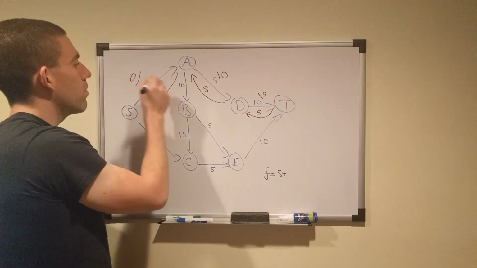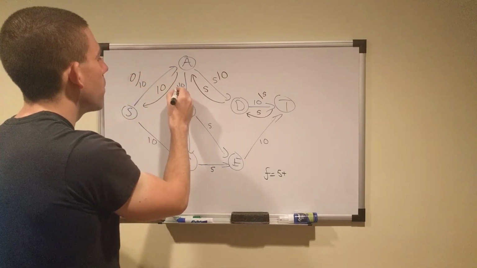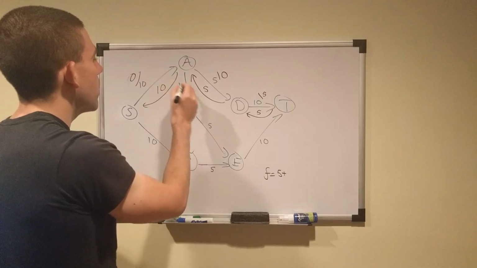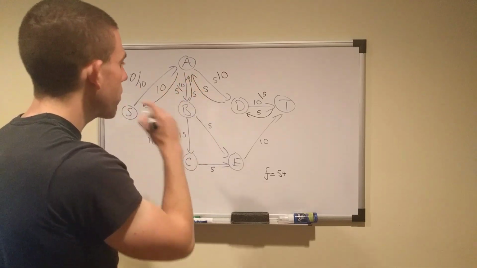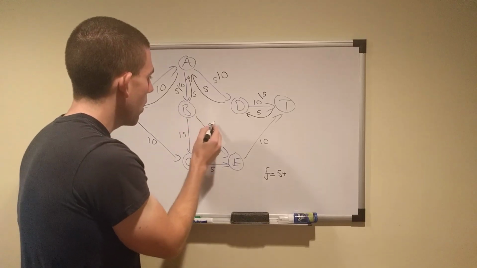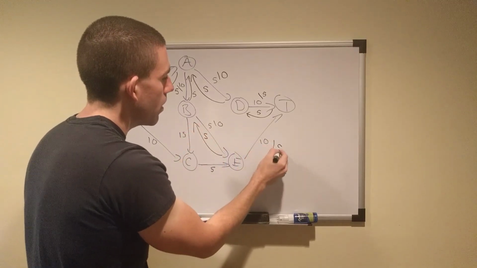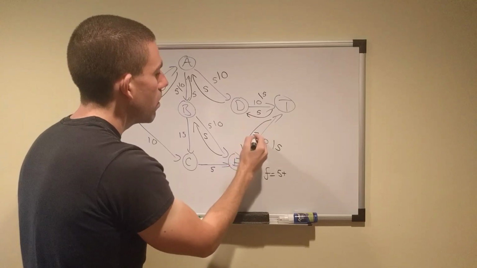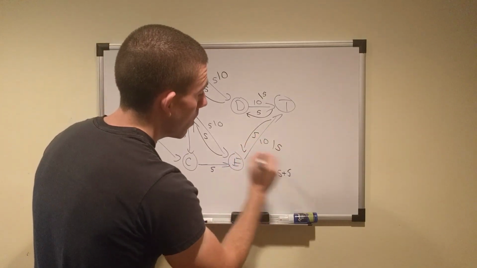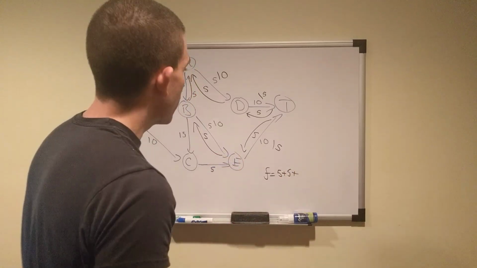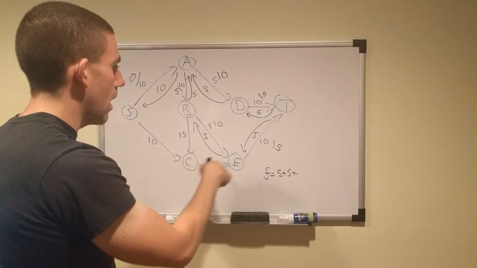We've used up all 10, we have 0 left, and because we've sent 10, we have 5 left here, because we sent 5, and we have 0 left here because we sent 5, and we have 5 left here because we sent 5. I assume there's going to be more. Oh, yeah, there's more. Alright.